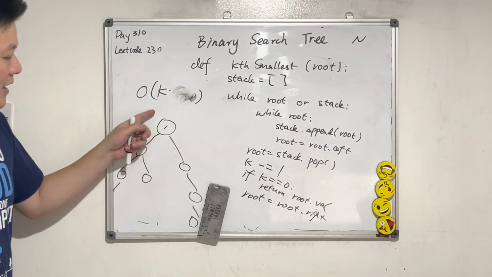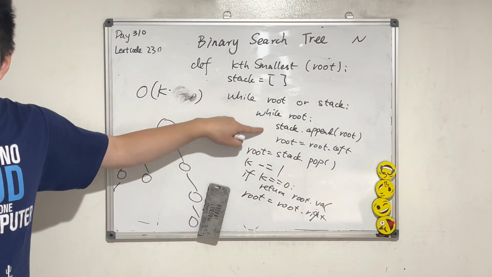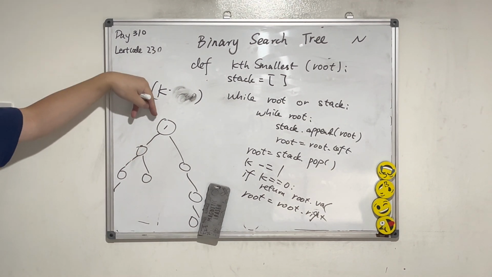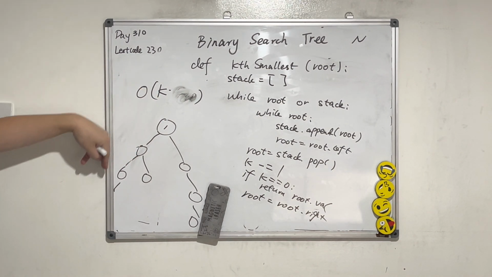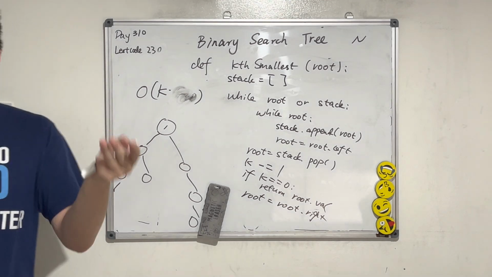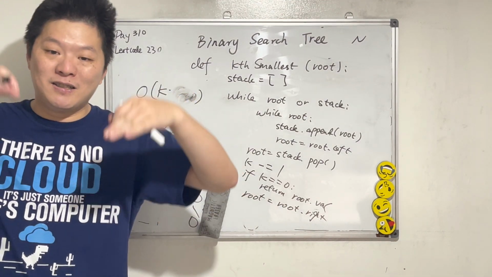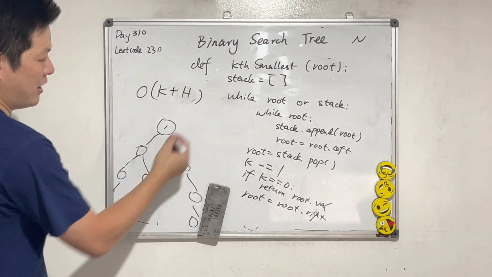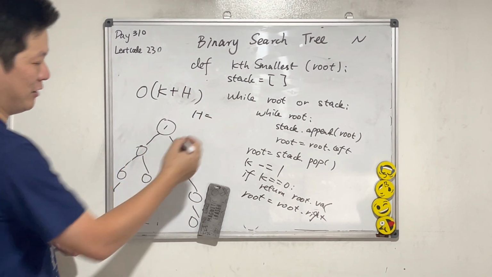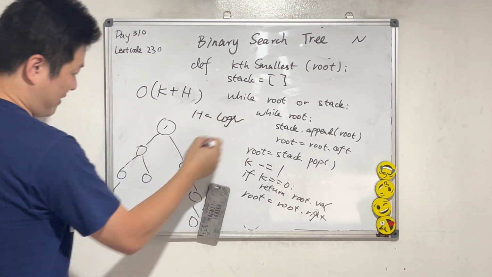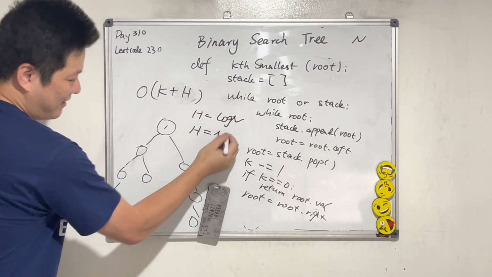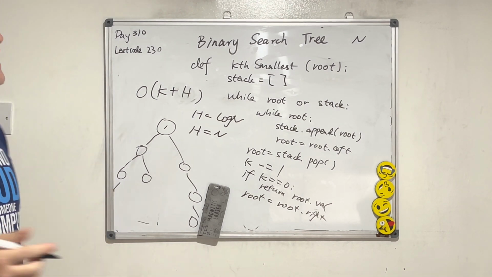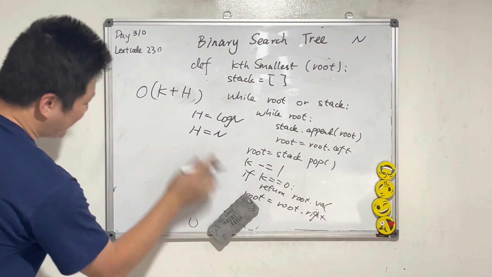Okay, make sense? So look, what's this part? We're traveling the left. We need to travel in the left as deep as we can, right? If this binary tree is balanced, then it's O of K plus H. H in the balanced one will be log N. There are N nodes. In the worst case, it will be N. What's the worst case? Can you guess? Yeah, well done. In the worst case, it's like that.